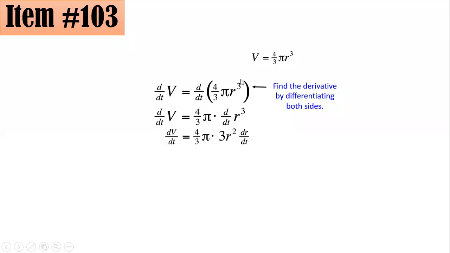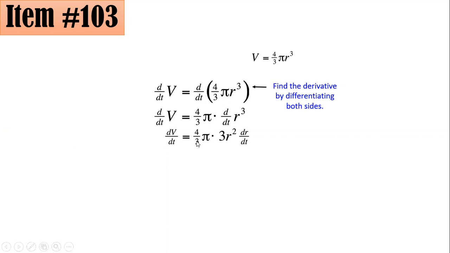We will multiply the 3 to the 4/3. So 4/3 times 3 times pi times the exponent of your variable r decreased by 1, and times the derivative of your r by the chain rule, which becomes dr over dt. Okay?